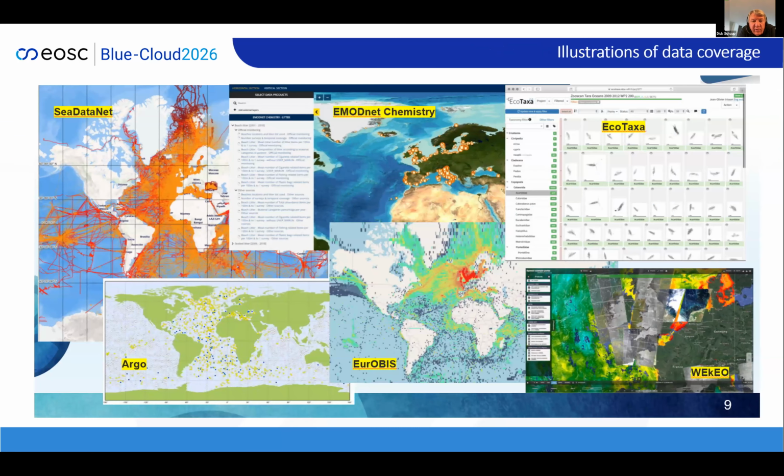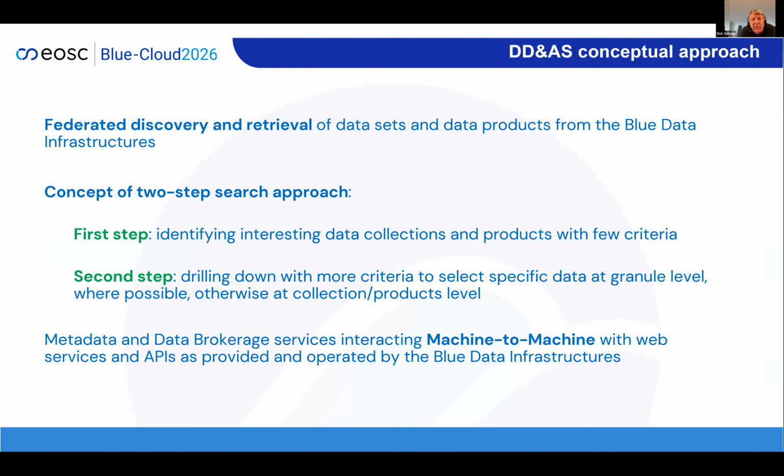So we have here an illustration of the types of data that we manage. It's just an illustration, but you see it's quite different in types, in coverage, and in scale. Then we developed this two-step approach. First, we look at the data collection level, to identify which of the research infrastructures has interesting datasets. And then the second step is that once you have found them, you go deeper with additional criteria.